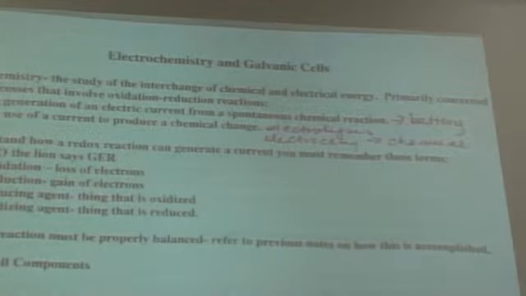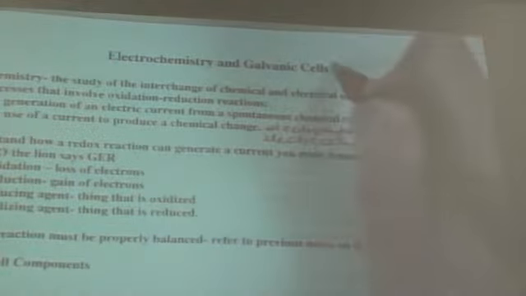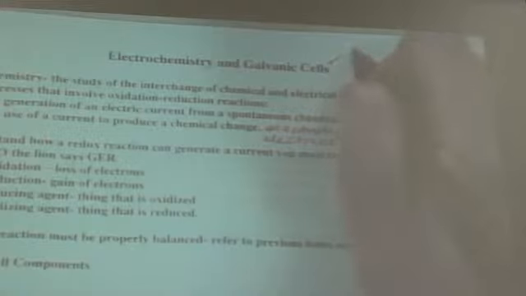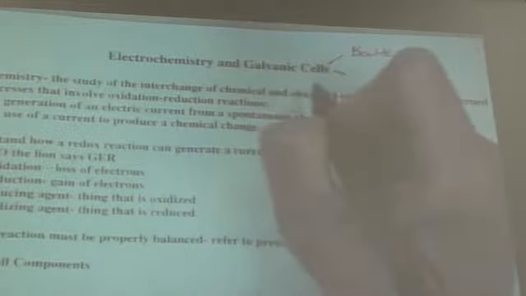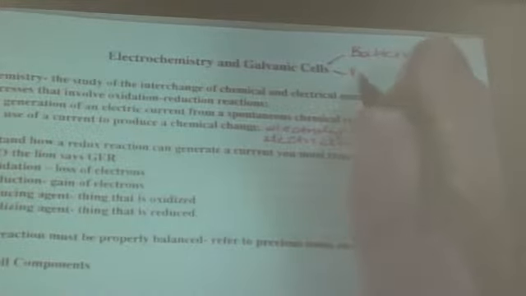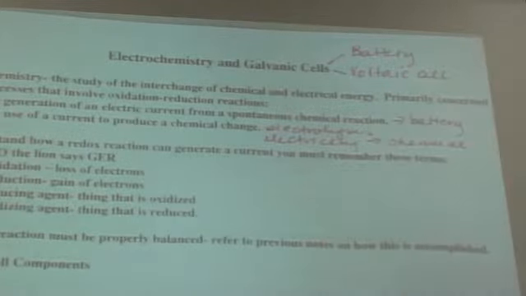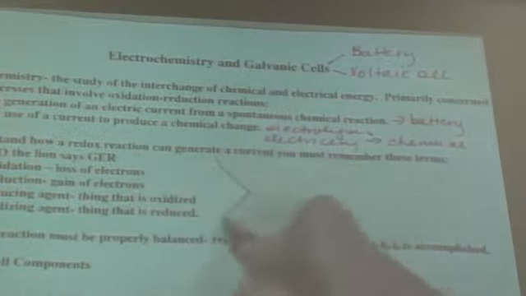Now, a galvanic cell is otherwise known as, chemists can never just have one name for something. They have to have 47. A galvanic cell is a battery, and another term for a galvanic cell is a voltaic cell, named after Mr. Volta. Did you know that? No. Okay, I talked about this yesterday.